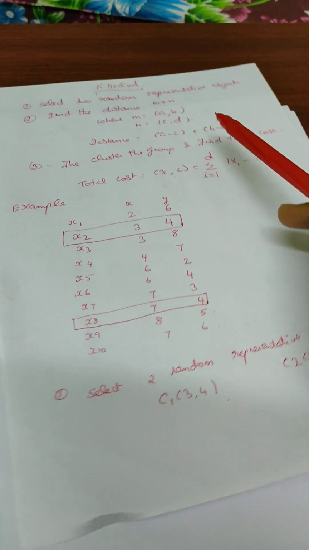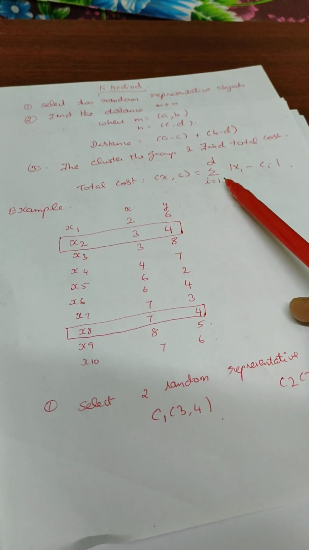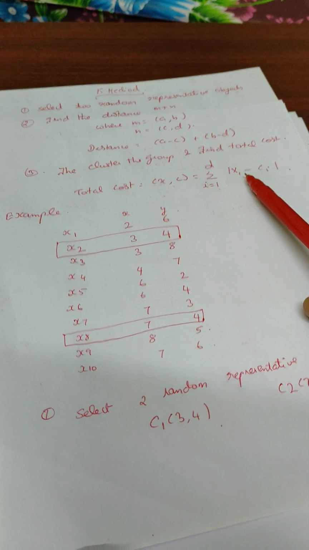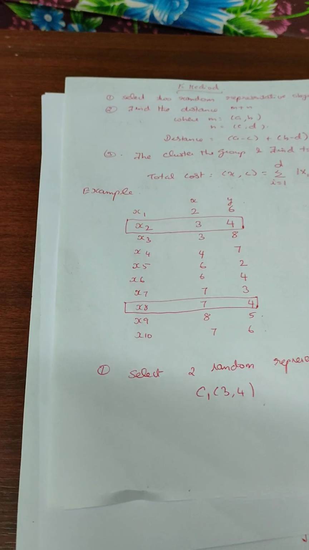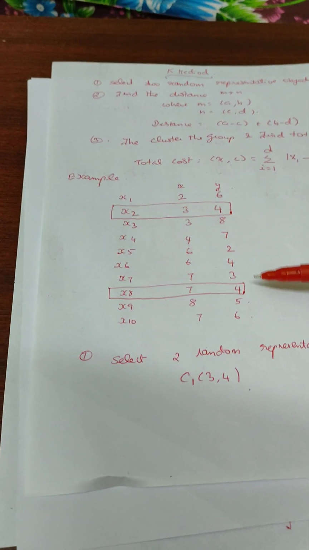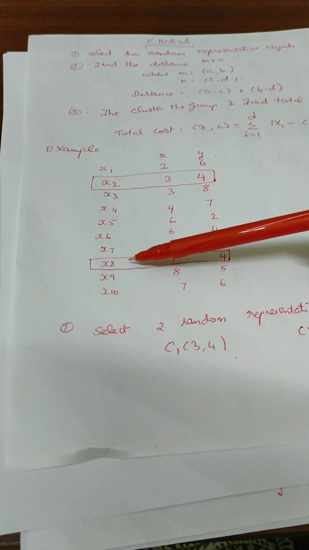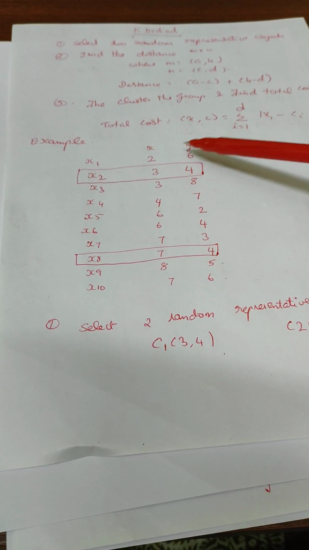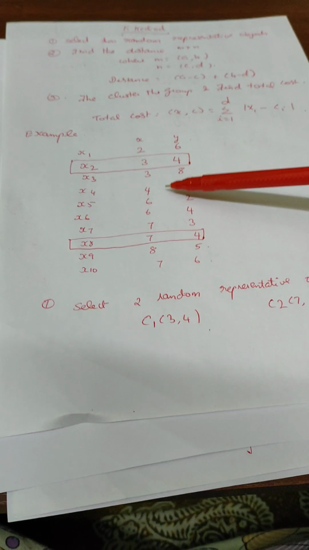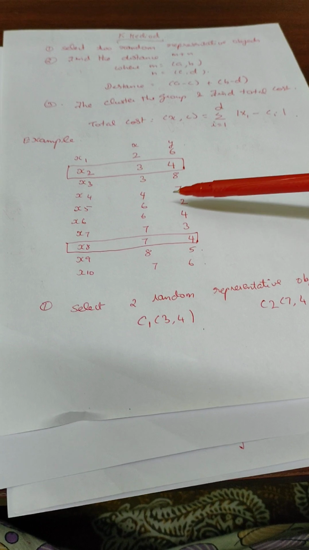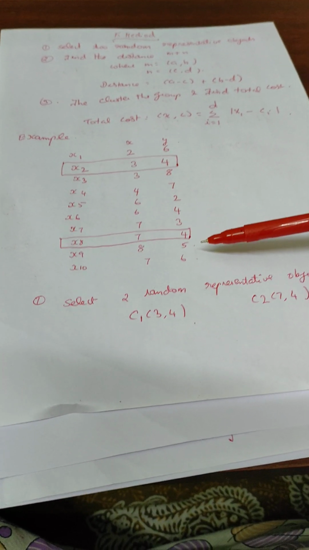To find the total cost among the x, c objects, it's given by the formula summation of i equal to 1 to d, where mod of xi minus ci will give the total cost. Let's take one example. This is a set represented by variables x and y, and objects from x1 to x10. The values are (2, 6), (3, 4), (3, 8), (4, 7), (6, 2), (6, 4), (7, 3), (7, 4), (8, 5) and (7, 6).